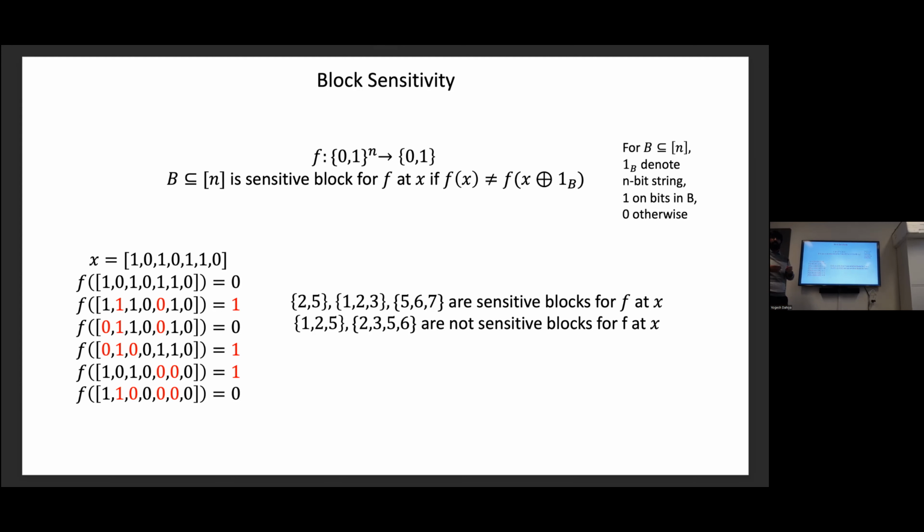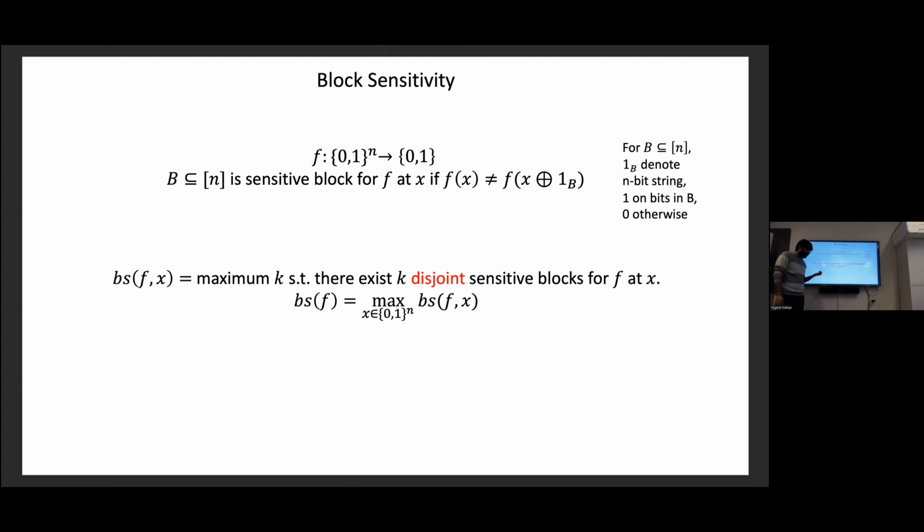Now we are moving from one bit to a set of bits, and we say that the block is sensitive if the function value changes. For example, in this case, if you flip the second and fifth bits, the function value changes. So {2, 5} is a sensitive block. And then the block sensitivity at an input is the maximum k such that I can find k disjoint sensitive blocks at my input. So disjoint is important here; your sensitive blocks must be disjoint. And the block sensitivity of a function is just the maximum over all inputs. You find the block sensitivity at each input and choose the maximum.